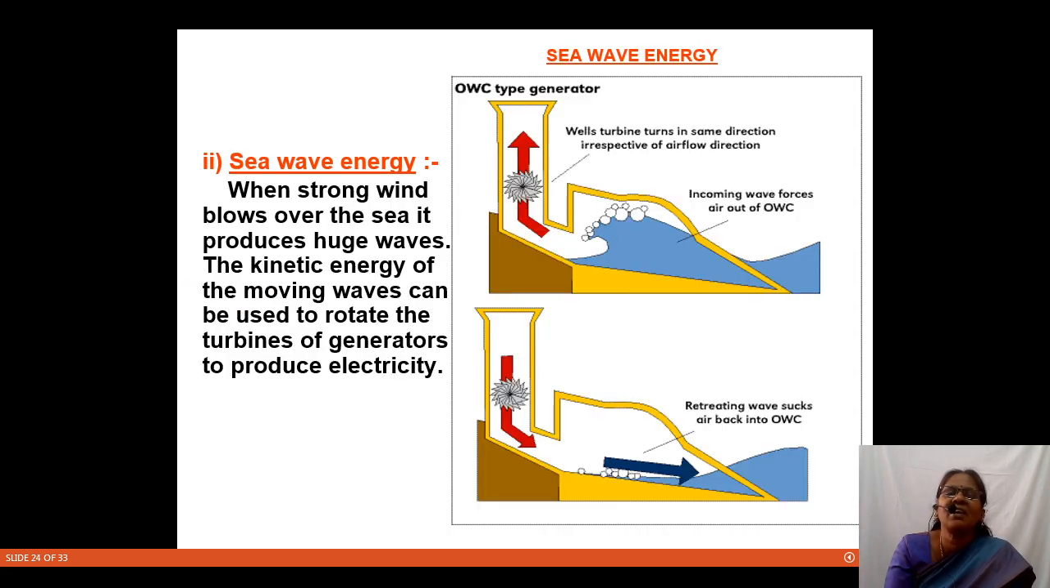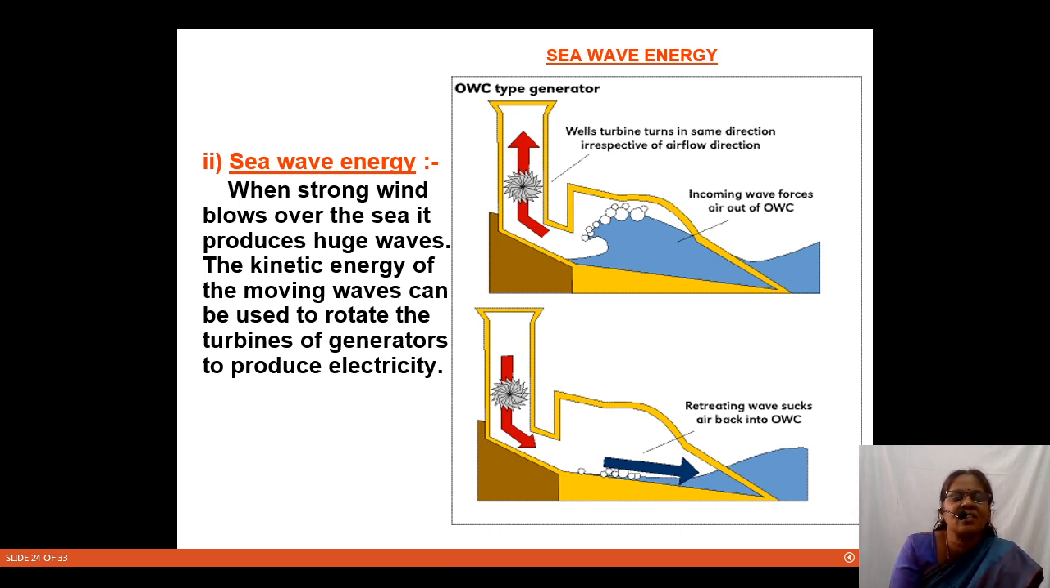Second one, sea wave energy. This is for ordinary days, not full moon day and so on. Every time the waves are there, and from the sea waves we can produce electricity. See how sea wave energy can be used for getting electricity. When strong wind blows over the sea, it produces huge waves. You might have experienced it sitting at the seashore.